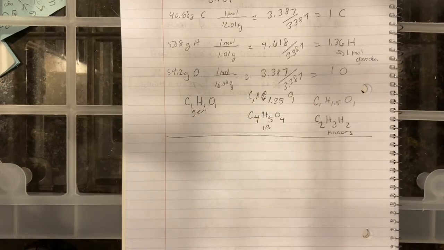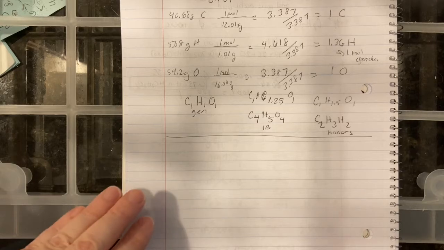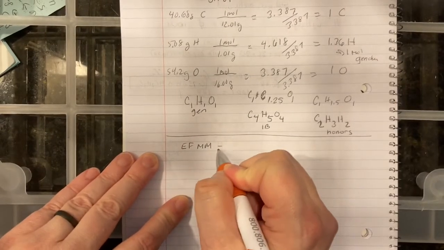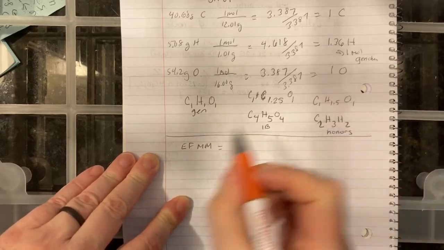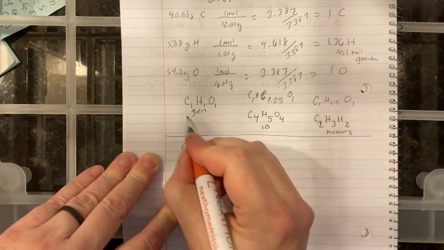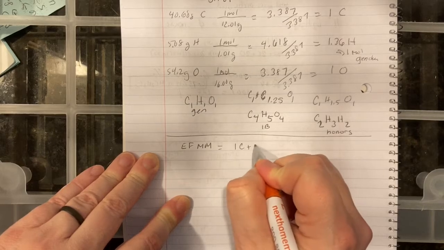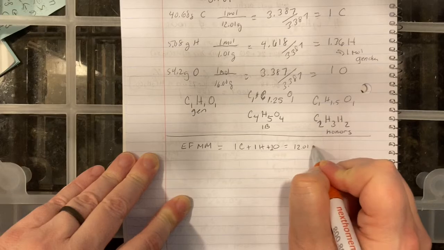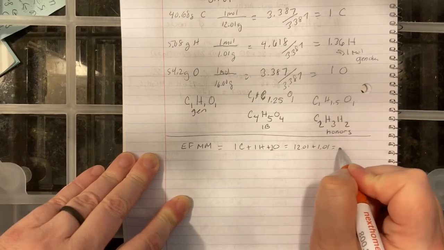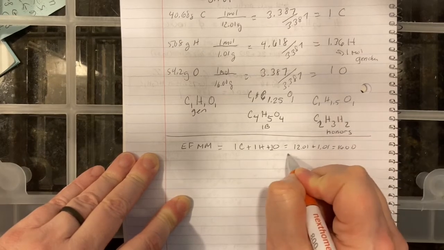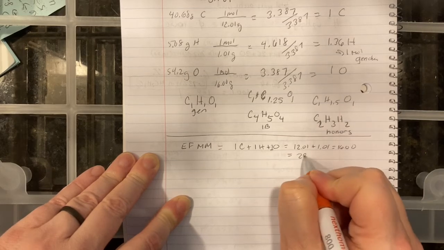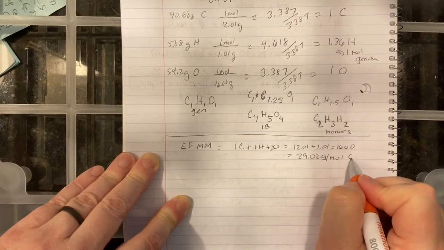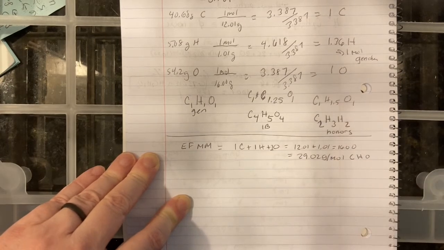Now to find the molecular formula from the empirical formula, we have to find the empirical formula's molar mass. I'm just going to use general, but the same format works in IB and honors too. You have 1 carbon plus 1 hydrogen plus 1 oxygen. So you have 12.01 plus 1.01 plus 16.00, 29.02 grams in 1 mole of the empirical formula CHO.